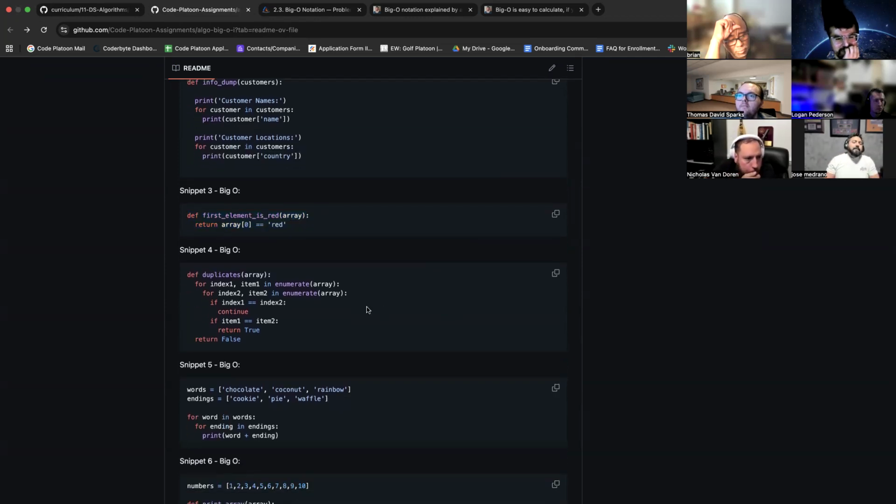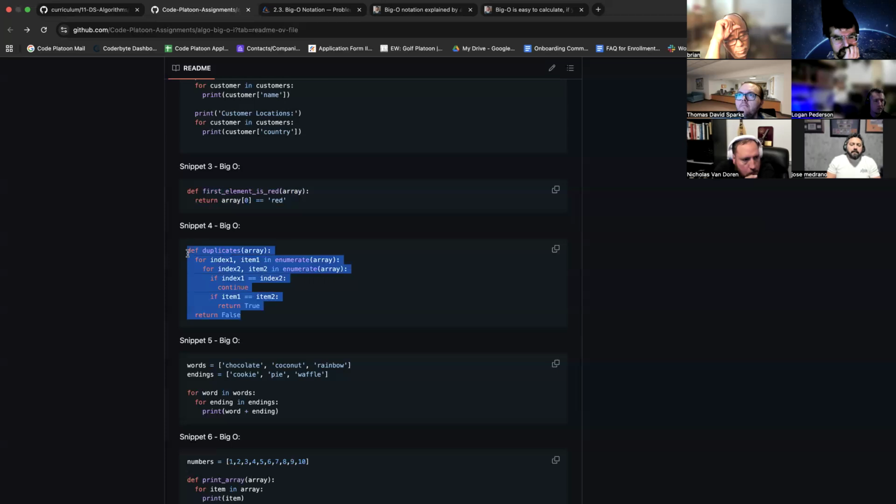All right. Snippet 4 is what? Cubed? N cubed? Close. O of N squared. So yeah, squared. Quadratic. O of N squared. Two nested loops that iterate over the array. Don't let the enumerate fool you. It just gives you the value and the index of that specific element if you need it.